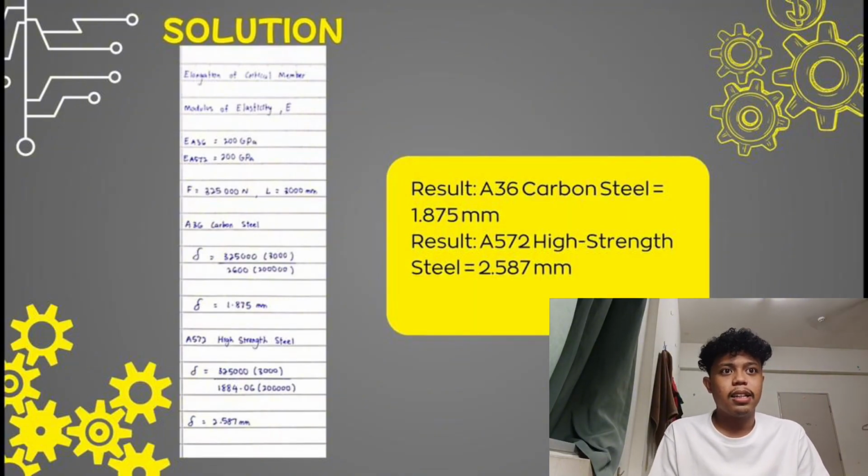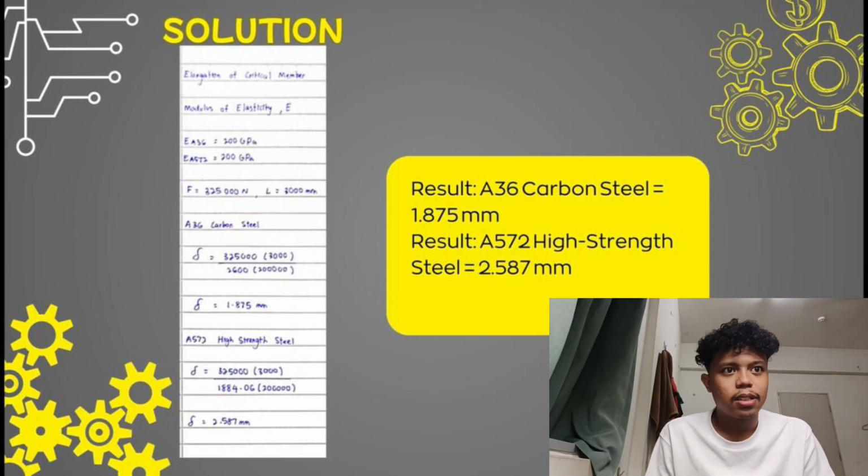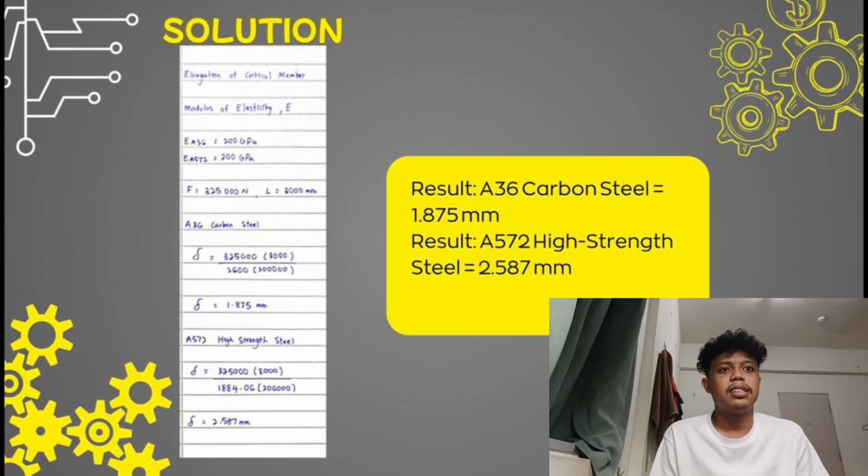And for A36 carbon steel, using axial deformation, 325,000 times 3000 over 2600 times 200,000, and the final answer is 1.875 mm.